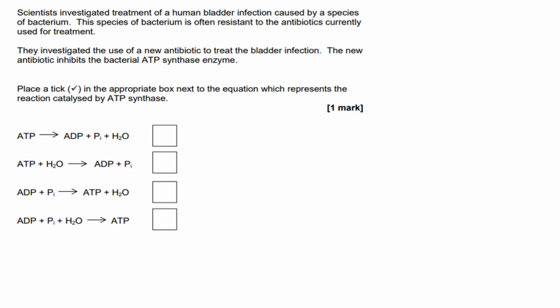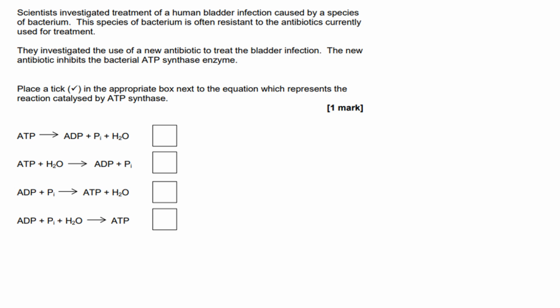Scientists are involved with the treatment of a bladder infection caused by a bacteria, and they're saying that they've developed a new antibiotic. How does it work? It inhibits the bacterial ATP synthase enzyme. So ATP synthase tells you that it synthesizes, which means it makes ATP. So automatically now, what do we need to make ATP? We need ADP and phosphate. They're the 2 things we need.